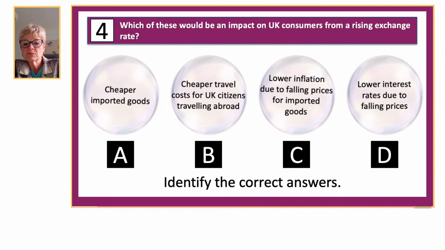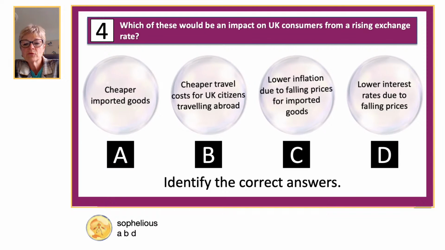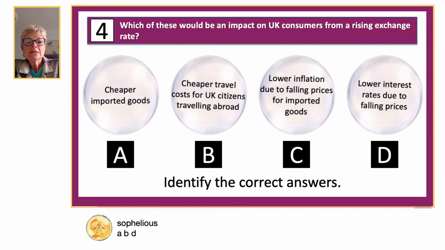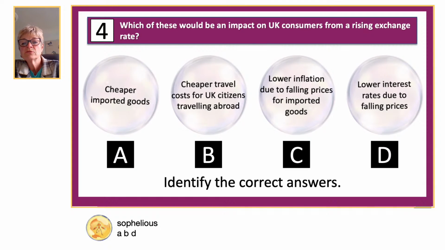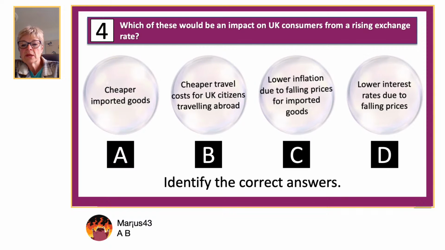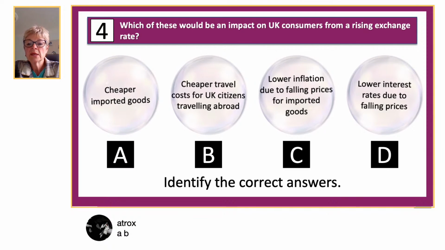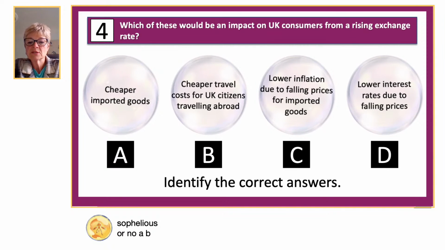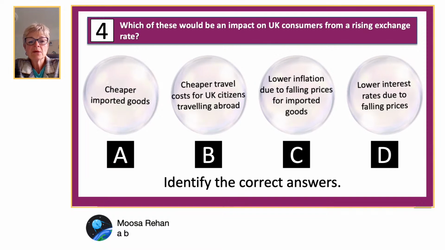Let's see those answers. We've got some answers coming in. Let's see, what do you think? Sophelius, tough question, says John. You are absolutely right. Sophelius says A, B and D. So cheaper imported goods, cheaper travel costs for UK citizens travelling abroad, and lower interest rates due to falling prices. Interesting. That last one is difficult. Marge says A and B. Atrox says A and B. Sophelius, you're changing your mind. You're thinking about it. I like it when people think about these questions. Musa, A and B. Well done.